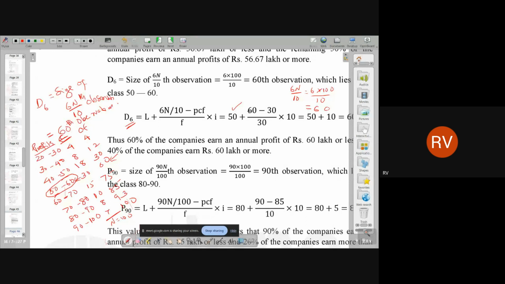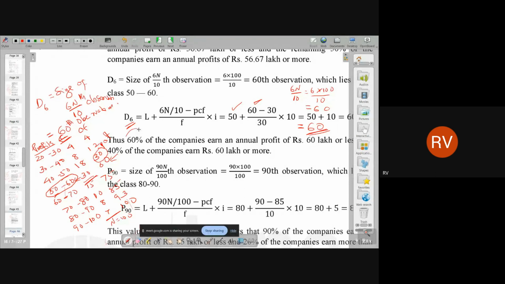Then 6n by 10 is 60. That is 60 minus PCF, the preceding cumulative frequency, which is 30, divided by the actual frequency of the class, which is 30, into 10. That is 50 plus 10, which is 60. So D6 is 60.